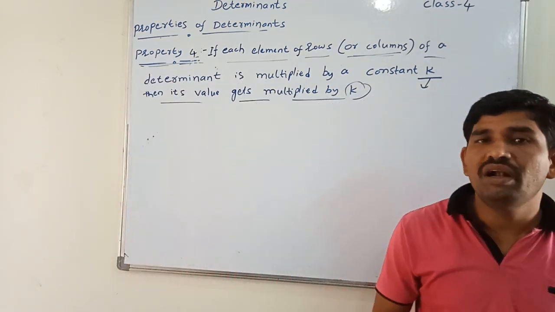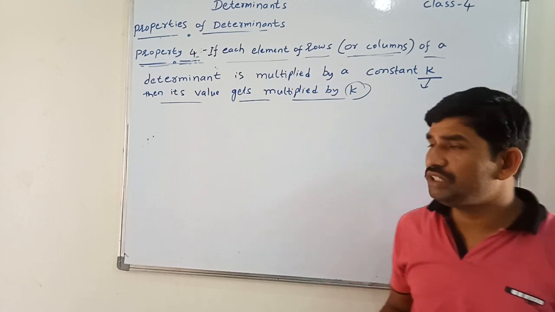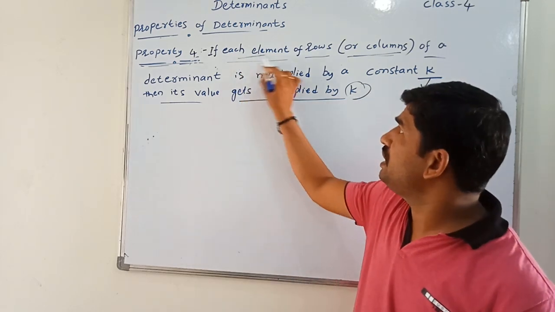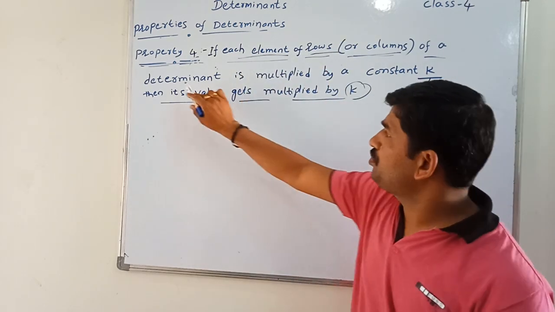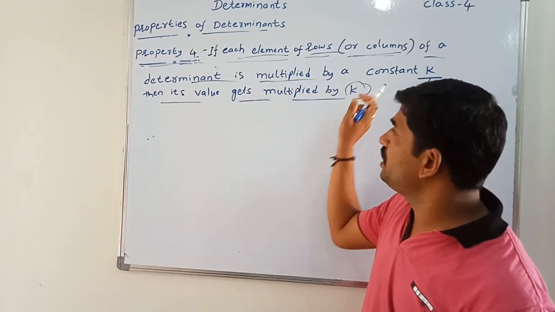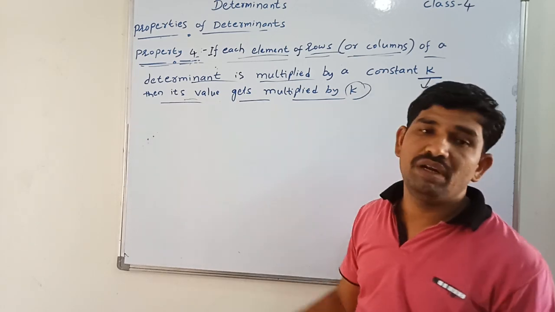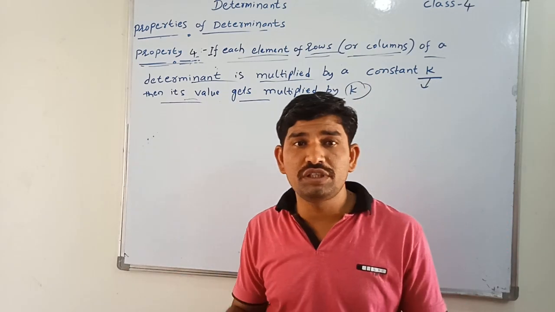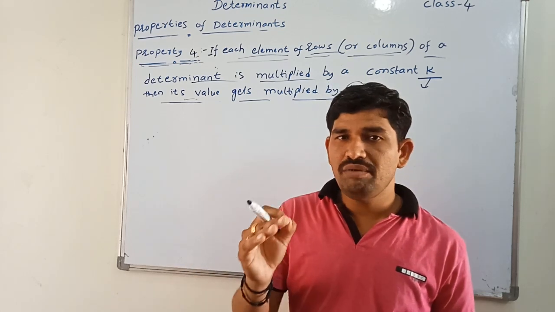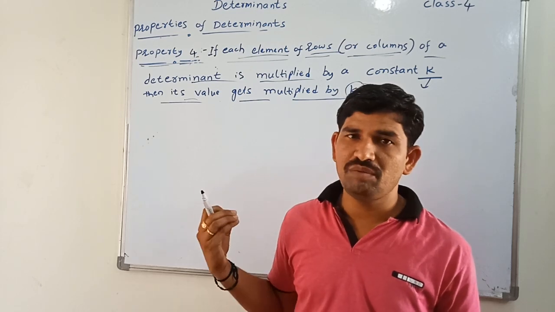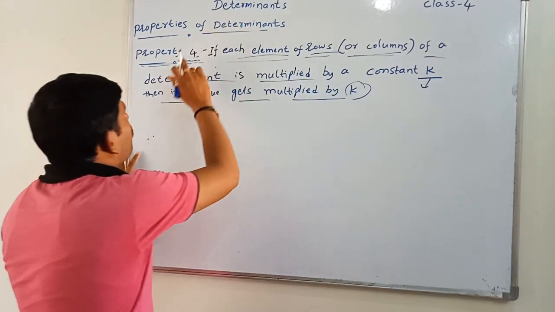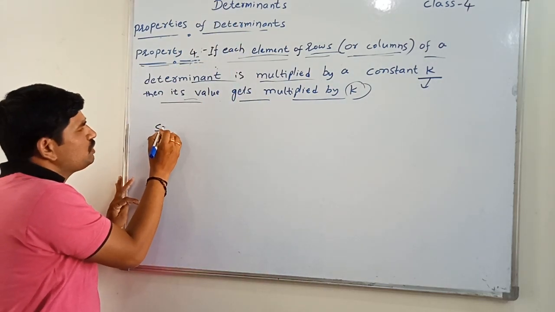Then its value is multiplied by k. What is the meaning of this property? Each element of a row of the determinant is multiplied by a constant k, then its value gets multiplied by k. It means the resulting value of the determinant is again multiplied by k. Just let me take one small example related to property number 4.